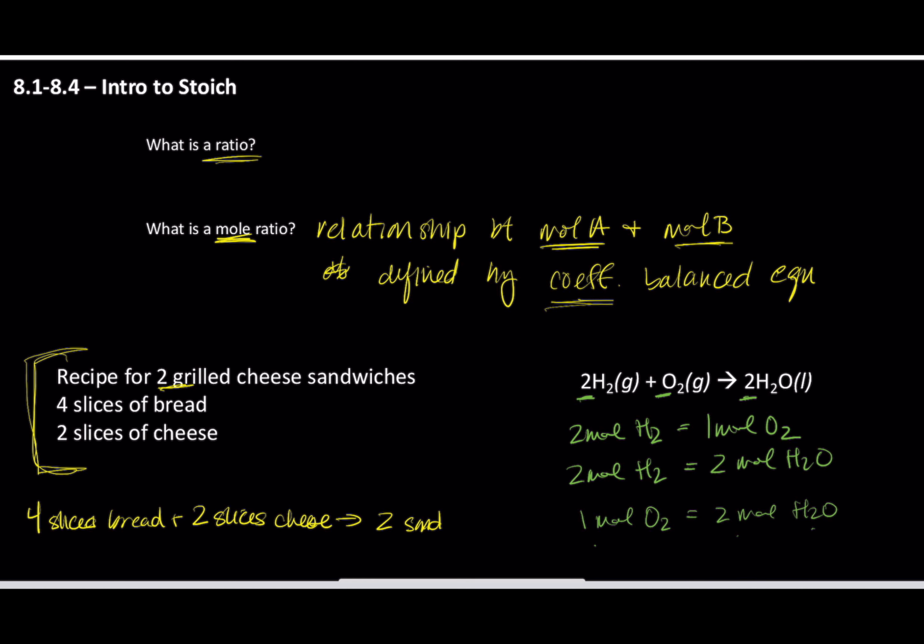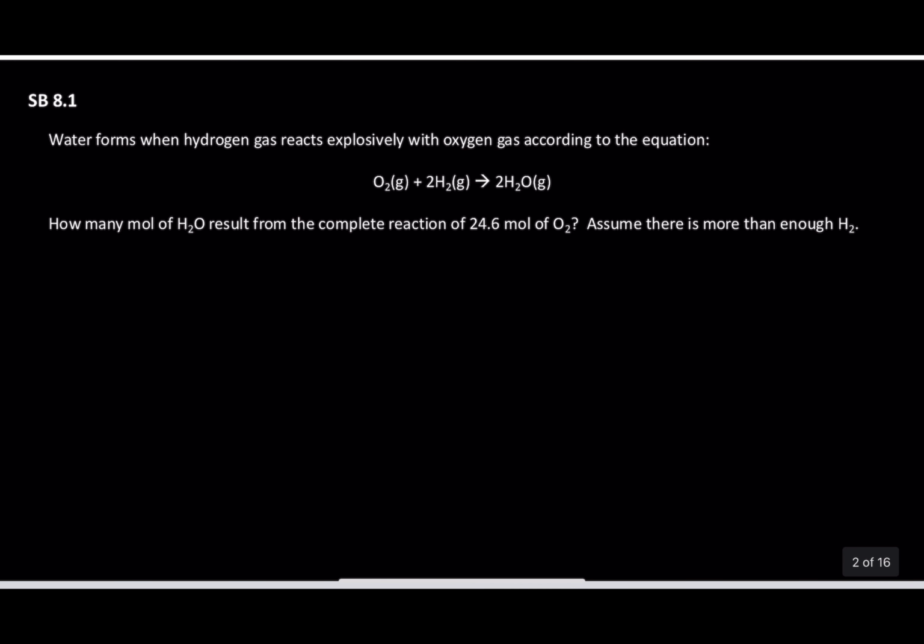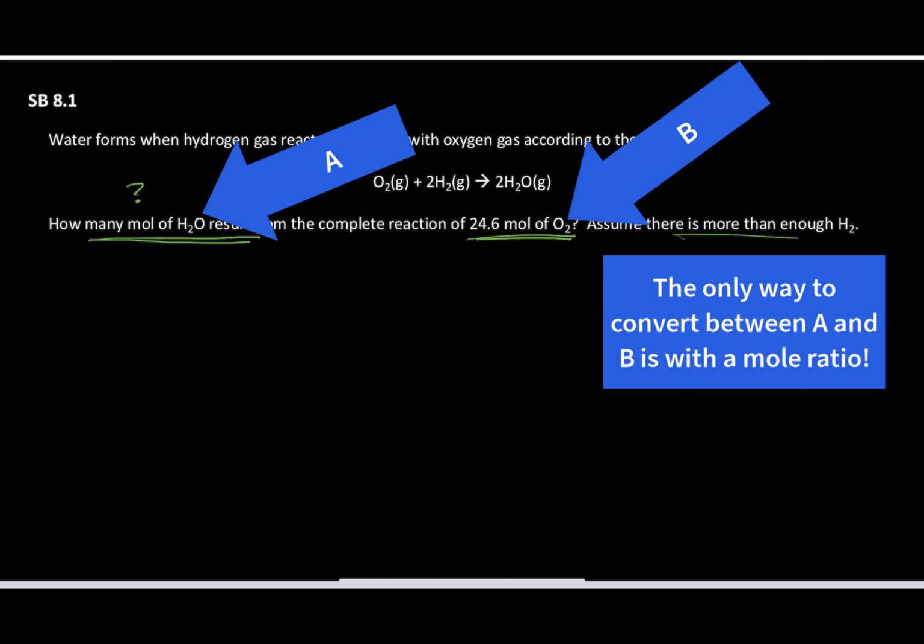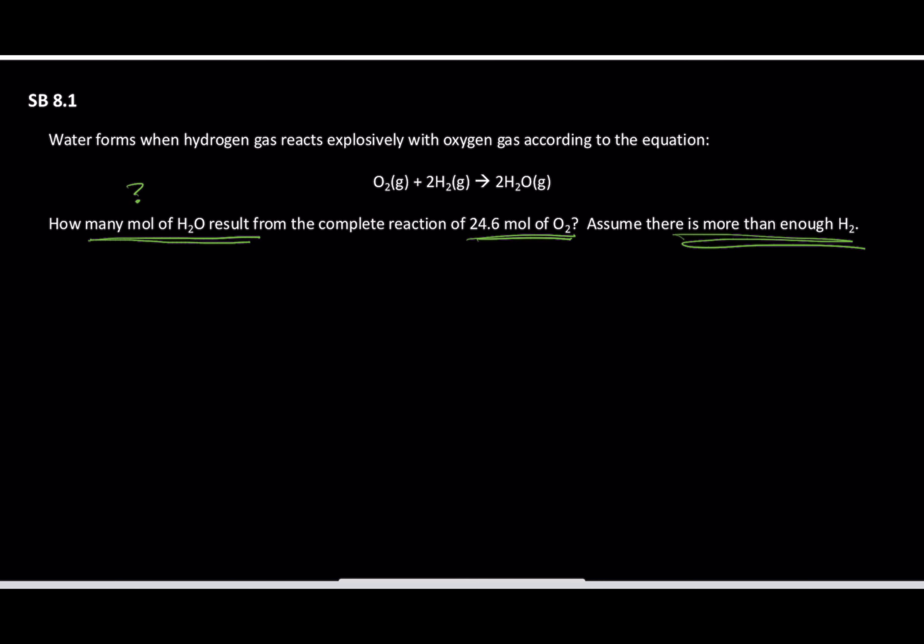Okay. All right, let's do some practice together. Skill Builder 8.1. Water forms when hydrogen gas reacts explosively with oxygen gas according to the equation. How convenient, we've already got an equation that is defined. So here's our question, or our goal: how many moles of water result from the complete reaction of 24.6 moles of oxygen? Assume there is more than enough hydrogen. What that's saying is, just like a recipe, if I'm going to start with just oxygen, there must be ample hydrogen.